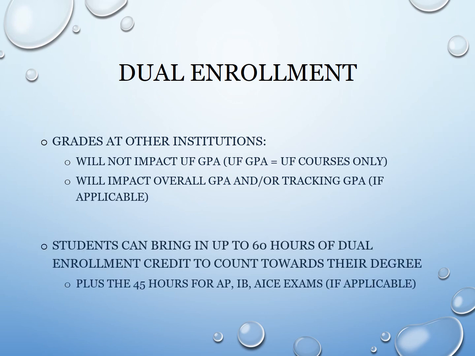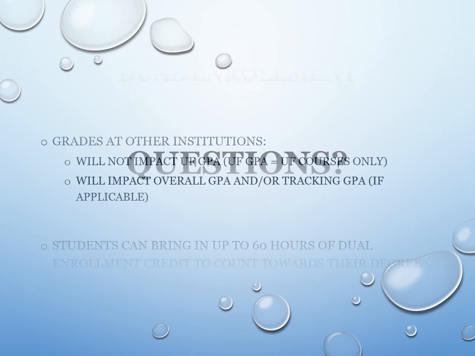And then just as a reminder, we talked about this at the very front end of the presentation. Students can bring in up to 60 hours of dual enrollment credit to count toward their degree, plus the 45 hours for AP, IB, ACE exams. If applicable, again, we've got that 30-hour caveat for IB and ACE. But just to go over again, the number of hours a student can bring in.